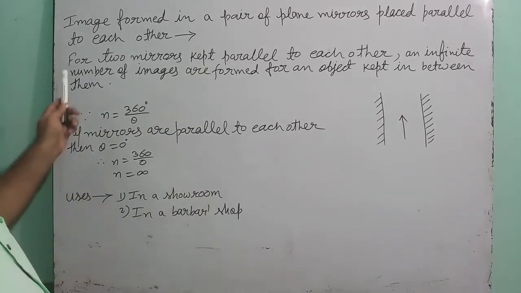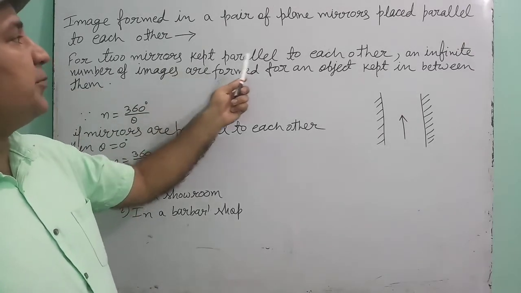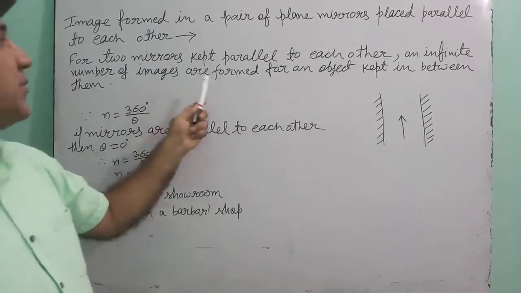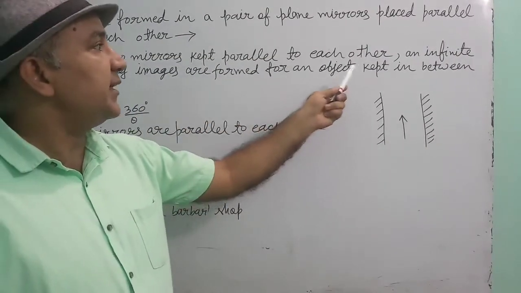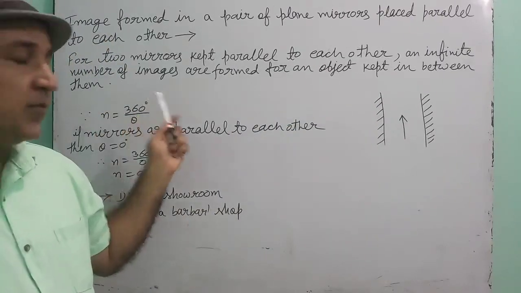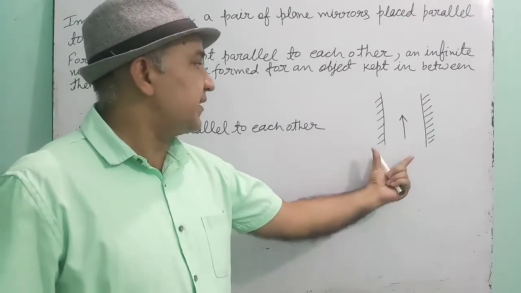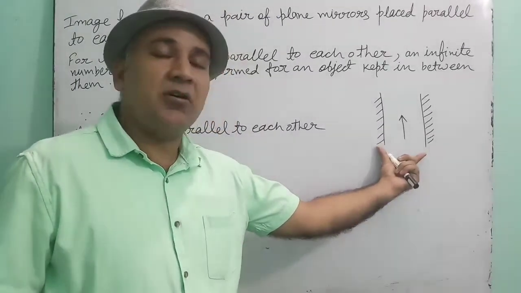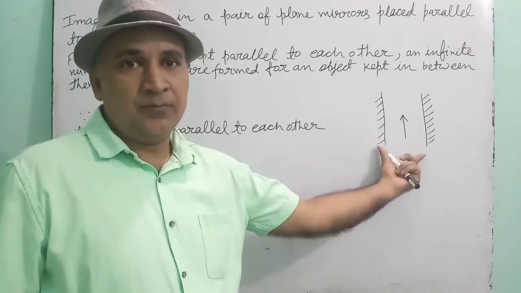So children, for two plane mirrors kept parallel to each other, an infinite number of images are formed for an object kept in between them. That means if the object is kept between two parallel mirrors, then infinite number of images will be formed.